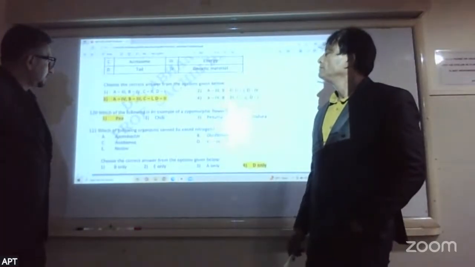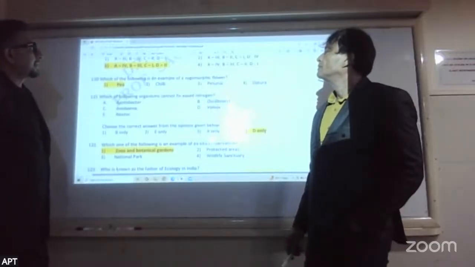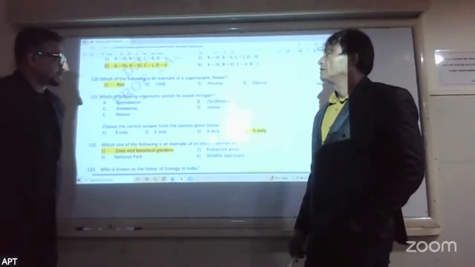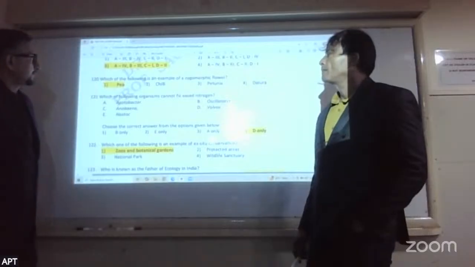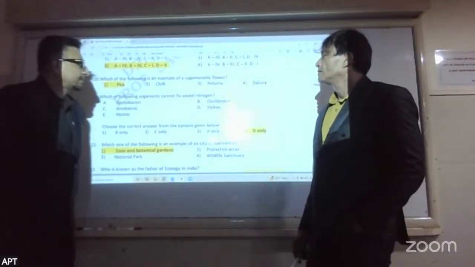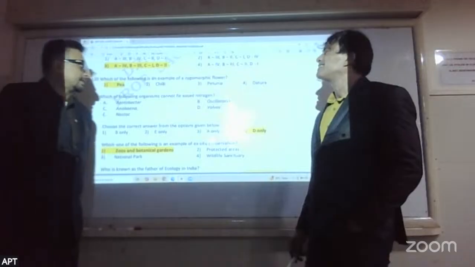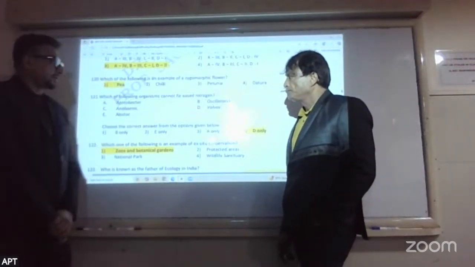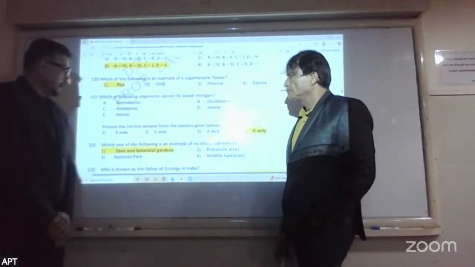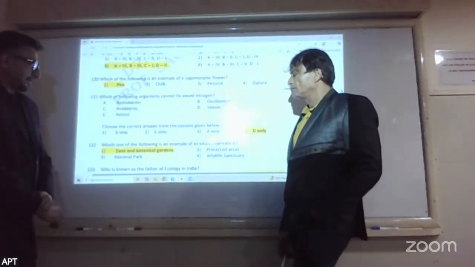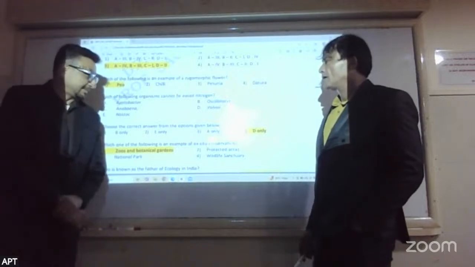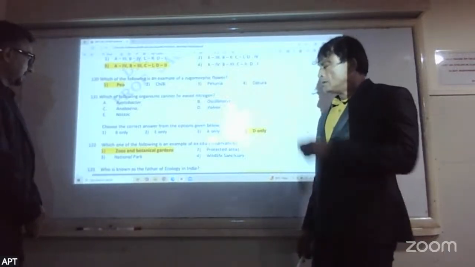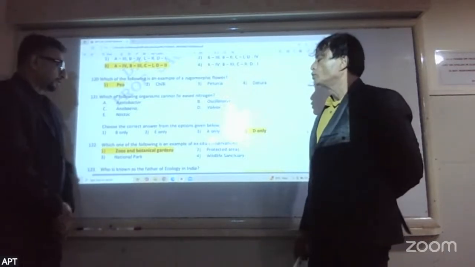Can we go ahead? Which of the following is an example of zygomorphic? Straight, correct, NCERT. Which of the following organisms cannot fix nitrogen actually? Yes, there is nitrogen fixation. Yes. Fourth question, alternative one, that is D only. Which of the following is an example of ex situ? They have asked ex situ conservation, and the answer is number 1, Botanical Garden.